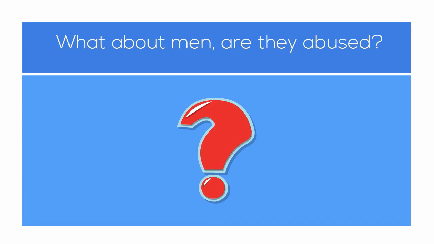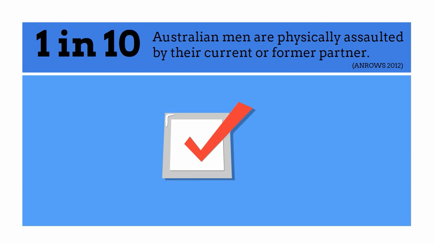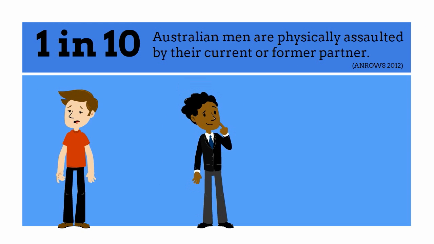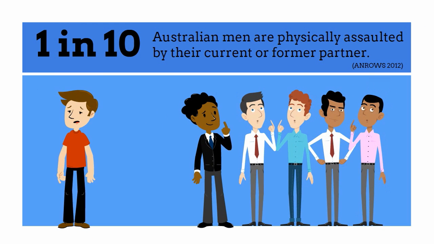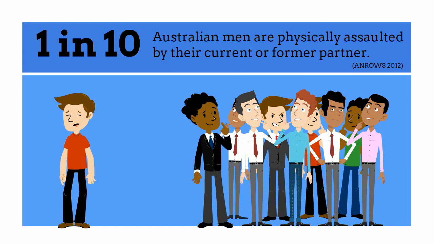But what about men? As much as men are reported to be the perpetrators of violence, can men also become the victims? The short answer is yes, although not to the same degree as women, but nonetheless 1 in 10 Australian men are physically assaulted by their current or former partners each year.